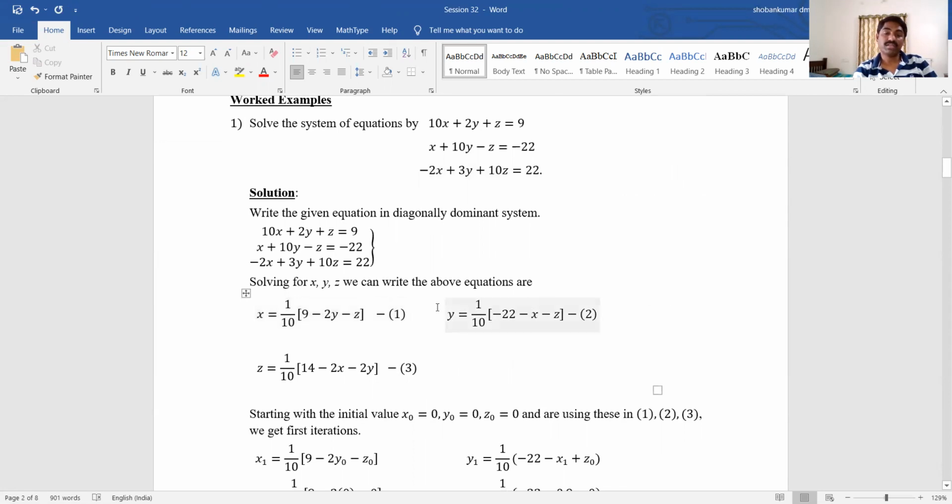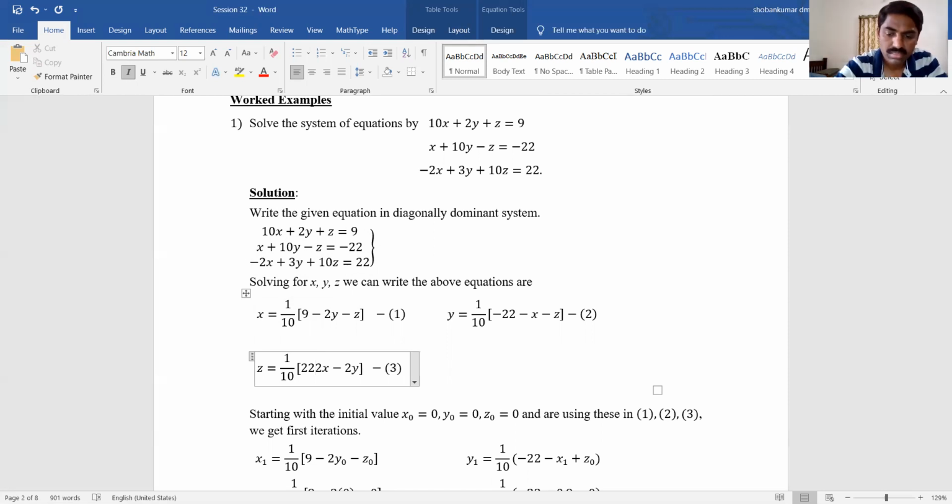Therefore, according to the Gauss-Seidel method, it can be written as x equal to 1 by 10 into 9 minus 2y minus z, y is equal to 1 by 10 into minus 22 minus x minus z, z is equal to 1 by 10 into 22 plus 2x minus 3y. This is actually not 14, this is 22.